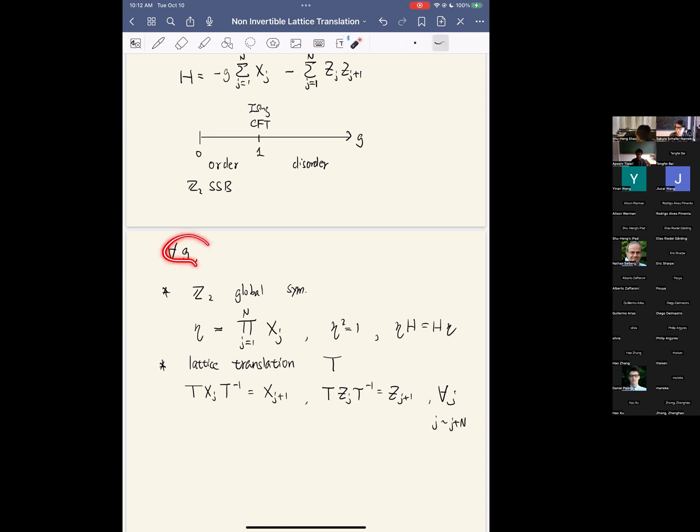So at a generic g, these are the two symmetries that will be of interest to us. There's a Z2 global symmetry and a lattice translation. The Z2 in the continuum limit goes to the Z2 of the CFT or of the gapped quantum field theory, depending on where you are on the parameter space. And the lattice translation will go to the exponentiation of the continuum translation.